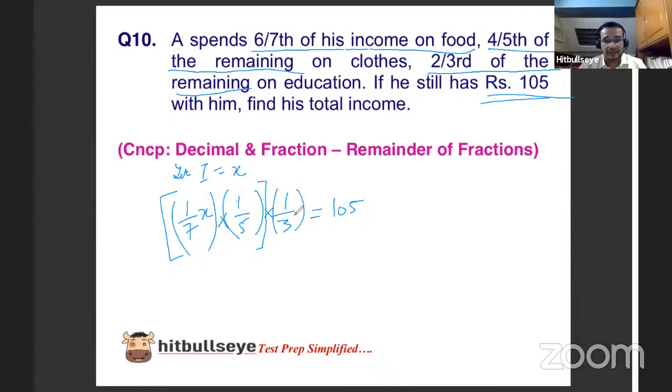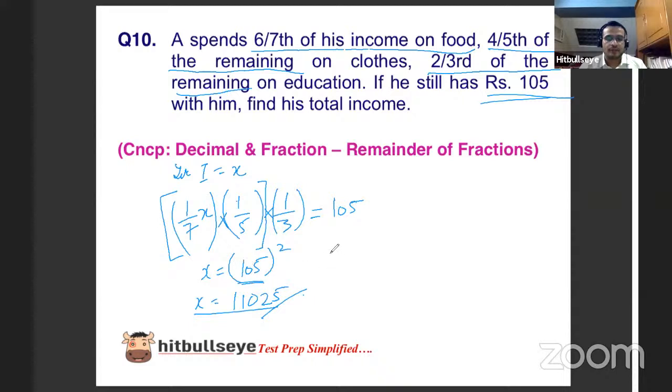Now what I'm left with again, 1/3 of this value is what I've left with, and that is equal to 105 that he's having with him. Now I have to just cross multiply and see what the answer is. 35 into 3 is 105. I have 105 whole square. I can apply Vedic math here and have my answer as 11025 as the final value.